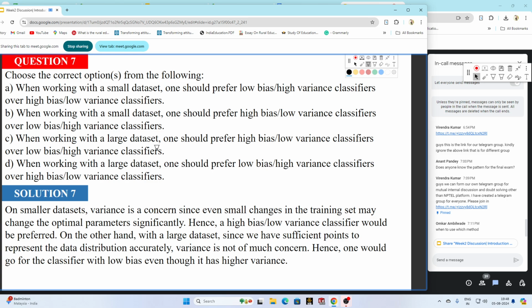So for a small data set, one should prefer a high bias low variance classifier. Our variance should be small for a small data set. But whenever we are considering a large data set, we know there will be variation in our data. There will be variation, but we want our model to have a low bias. So for a large data set we want low bias but high variance. So the correct answer is B and D.